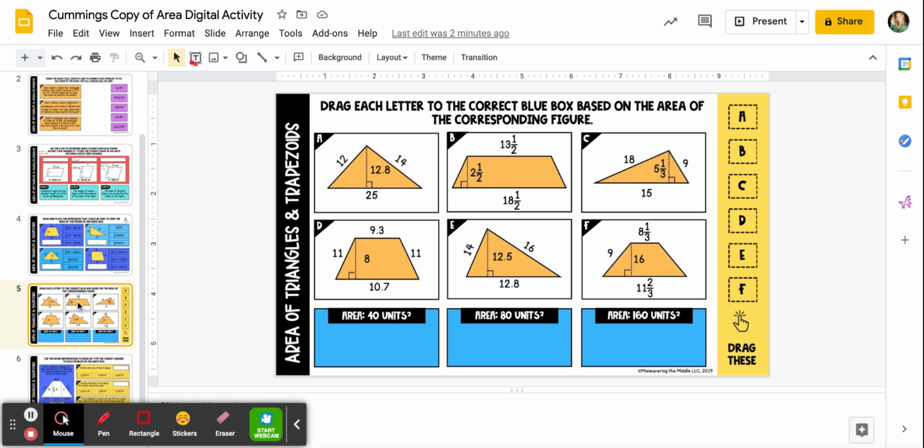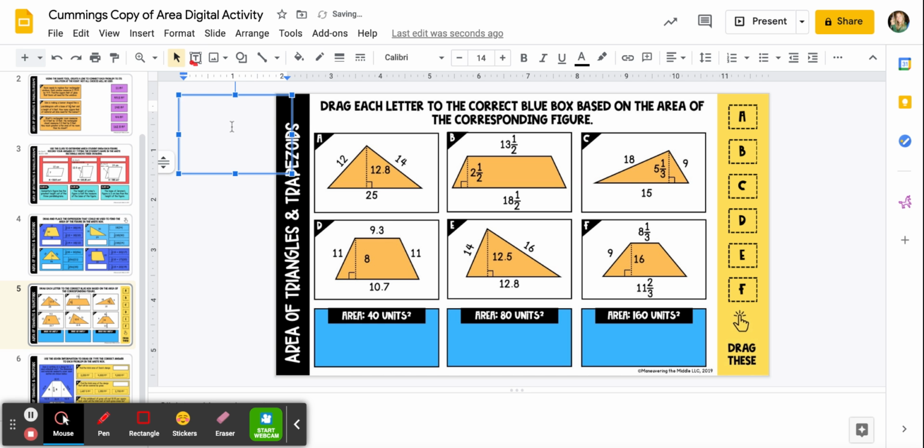Slide number 5 says drag each letter to the correct blue box based on the area of the corresponding figure. So again, you're figuring out the area. You have to use the formulas, but just in case you haven't done that, I will put a text box over here and I'll write trapezoids. You have to use 1/2 times base 1 plus base 2 times the height.